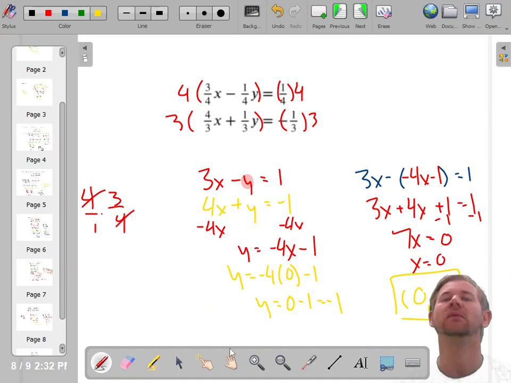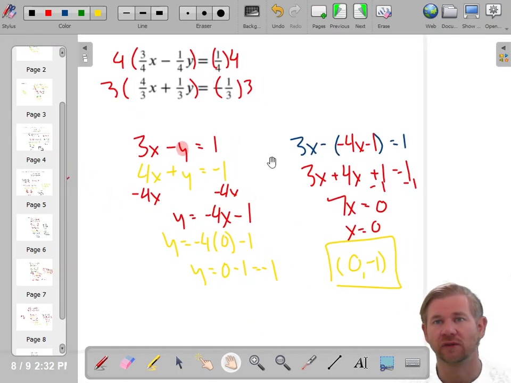Again, 0 is just a number. So if you get 0, don't freak out. Sometimes it's better because it's really easy to plug in. I plugged it in right here and I got 0, -1.